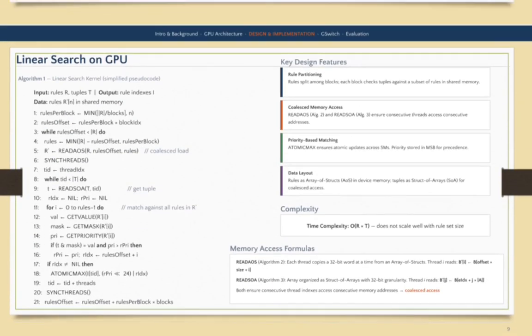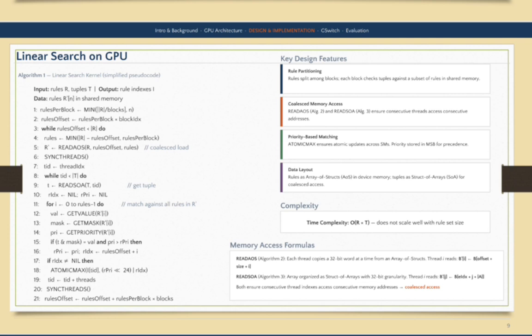9. This slide explains the GPU implementation of the linear search algorithm. The algorithm compares each incoming packet with all available rules to find the highest priority match. To improve performance, the rules are loaded into shared memory, and memory accesses are organized in a coalesced manner. Each GPU thread processes a packet in parallel, and an atomic max ensures that the highest priority matching rule is selected correctly.